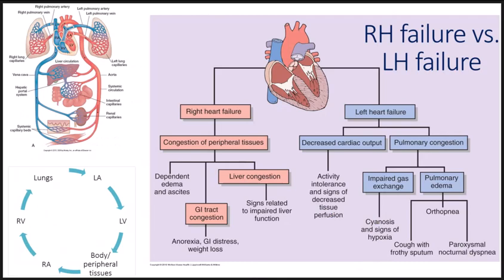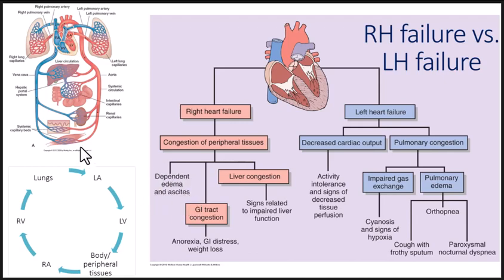There's not really a whole lot new on this slide. It is a nice summary of the differences between right and left heart failure with just a couple small additions. We already know with right heart failure that if the right heart fails to pump blood into the pulmonary circulation, that it can back up and cause peripheral edema. And we call this really congestion of peripheral tissues. There's just too much fluid, it's congesting it. And we talked about dependent edema and ascites.